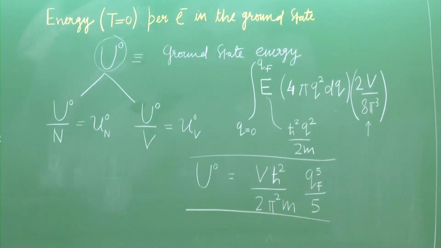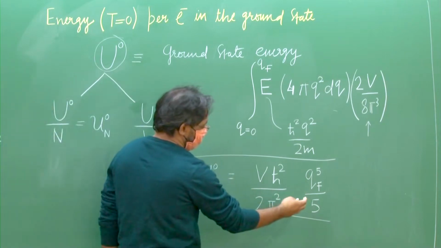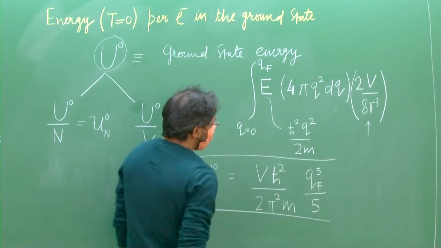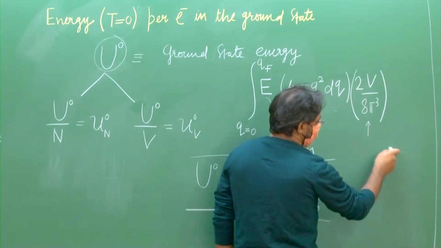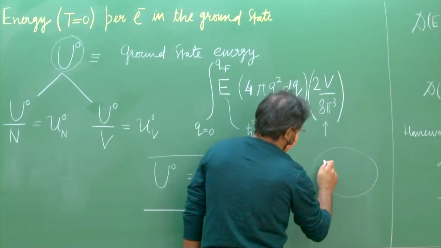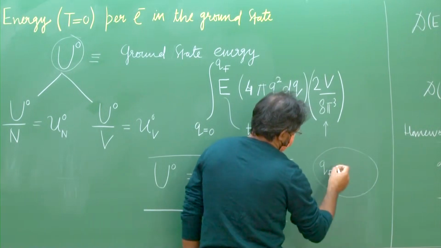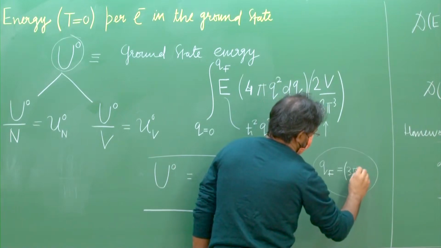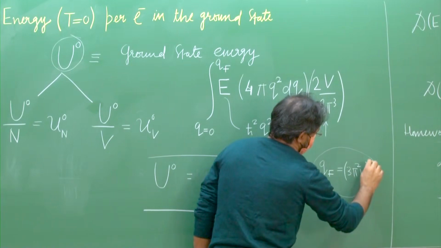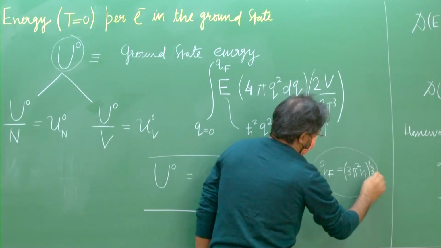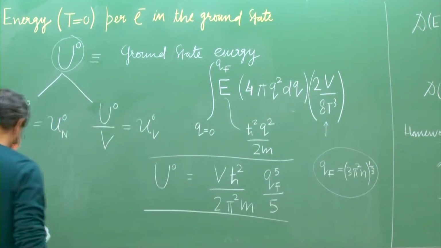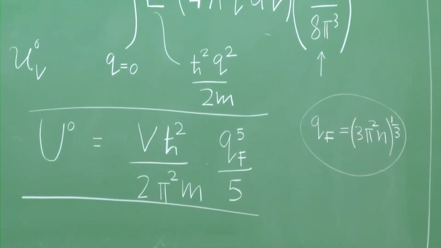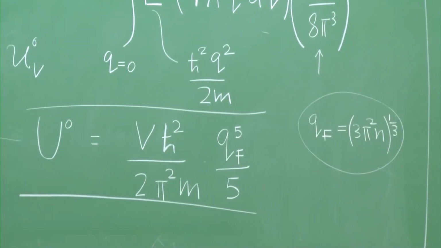Now, we recast it in terms of little n, because that is the quantity we know, or in terms of Fermi energy. For that, we have to use the relation between qF and n. You remember that relation? That is the only relation that we need to remember. Everything else can be then derived. It is just qF equal to 3 pi square n raised to the power 1 by 3. So, if you plug that in over here and carry out some simplifications, then you should get this quantity u naught.